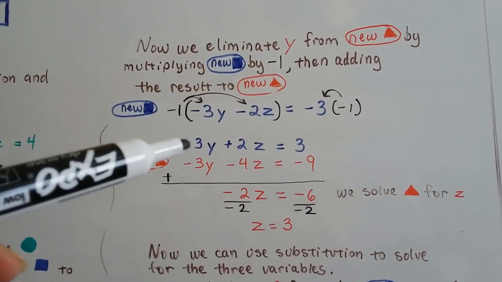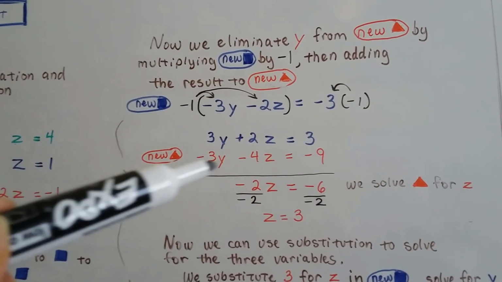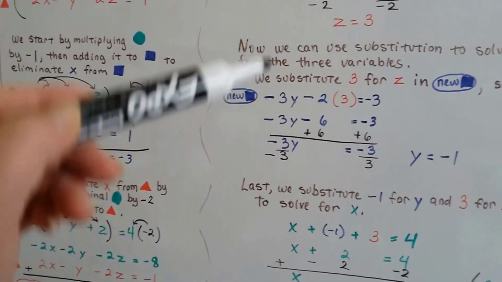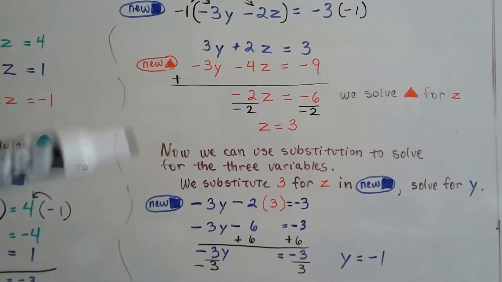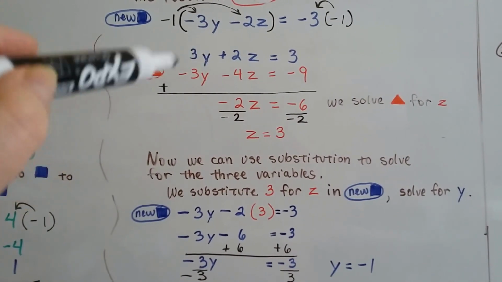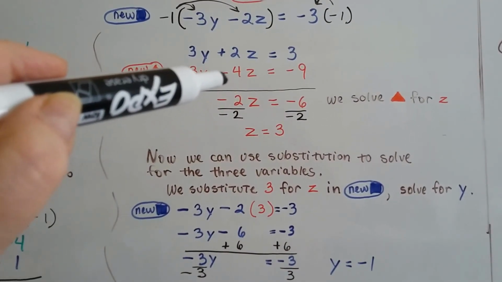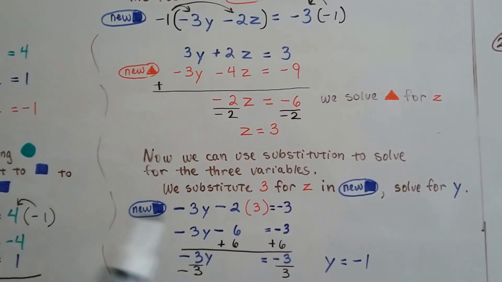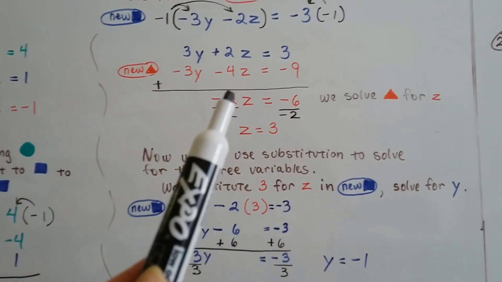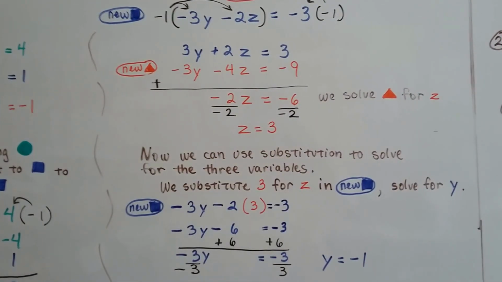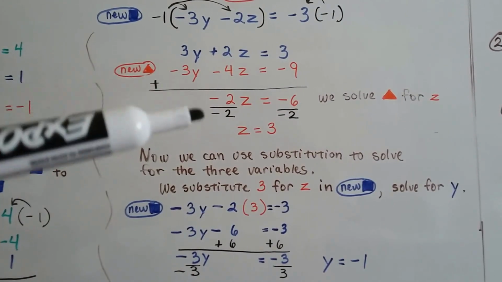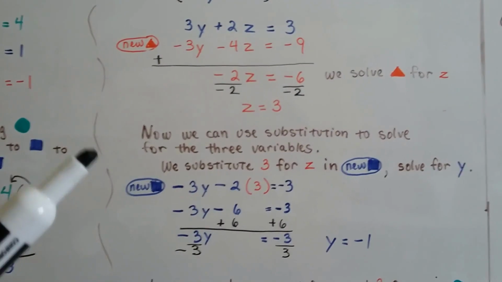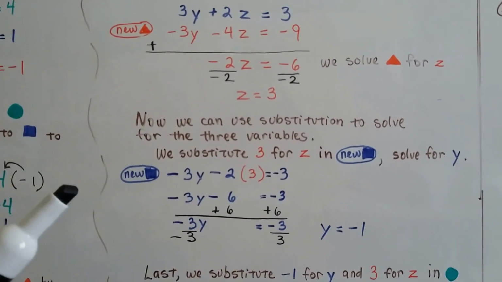Now that it looks like this, we can add it to our new red equation of negative 3y minus 4z equals negative 9. See? And this creates a 0 pair here. And positive 2z and negative 4z added together makes a negative 2z. This makes a negative 6. We can divide each side by that coefficient negative 2 and get z equals 3. So we solved this red one for z. Now we know what z is. It's a 3. Now we can use substitution to solve for the other variables.